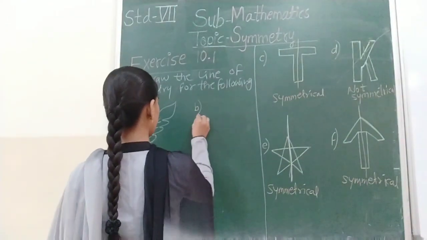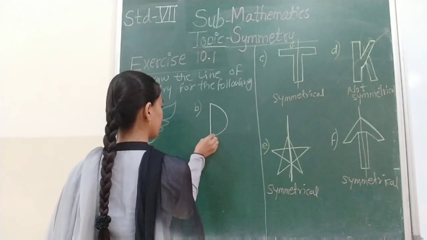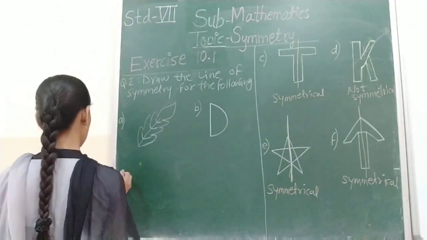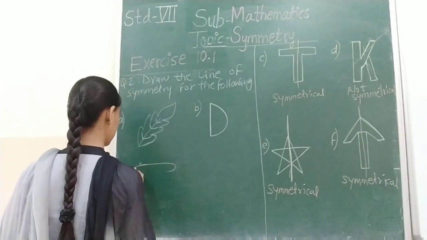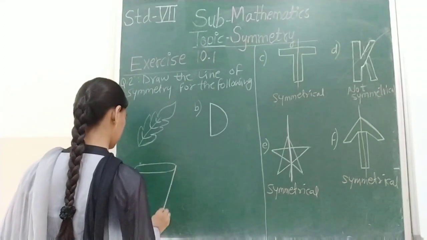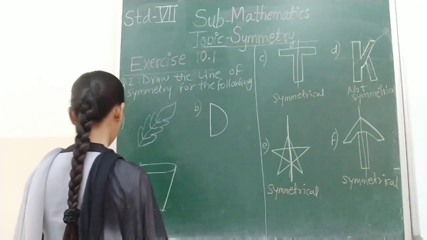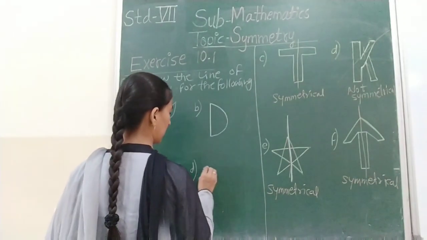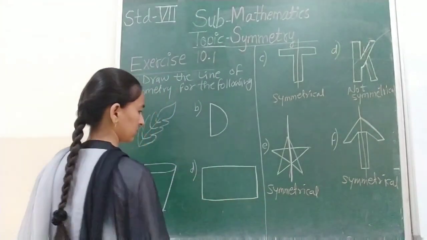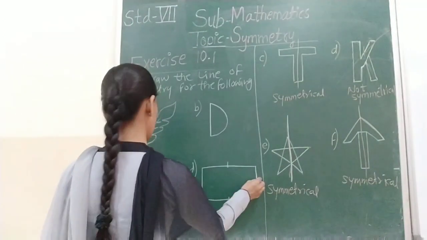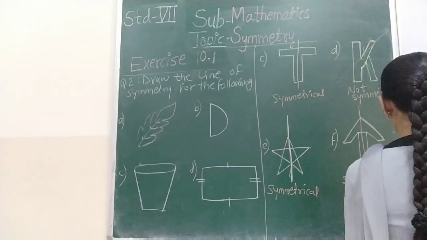Now the B is a half circle, or it is D. Okay, you can say that. Now the C is a bucket or something like that. You have to draw the line of symmetry. Now the D is a rectangle. This side is equal to this, and this side is equal to this. This is a rectangle.